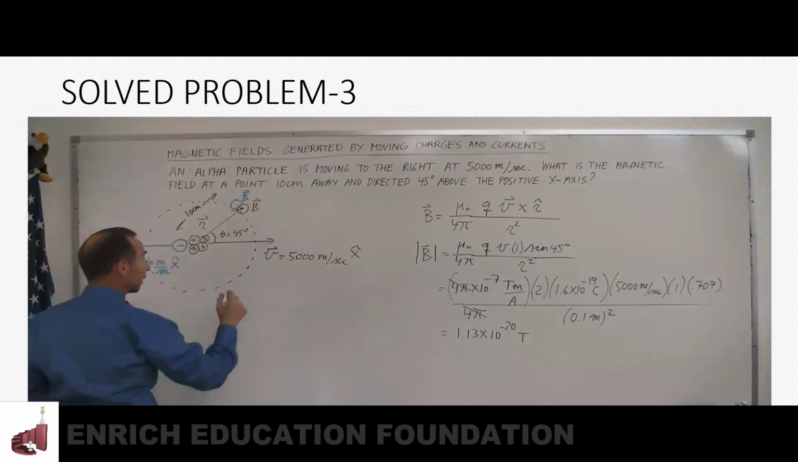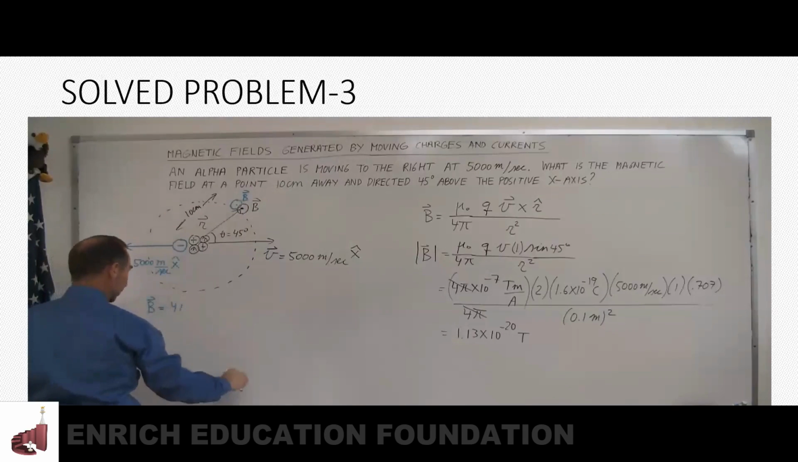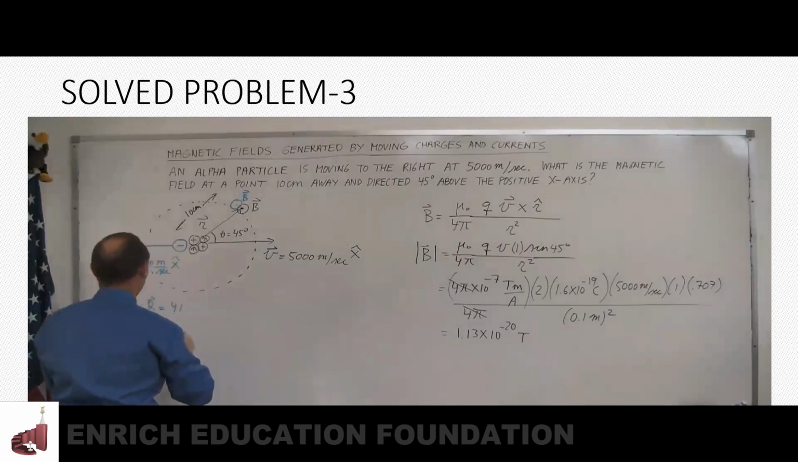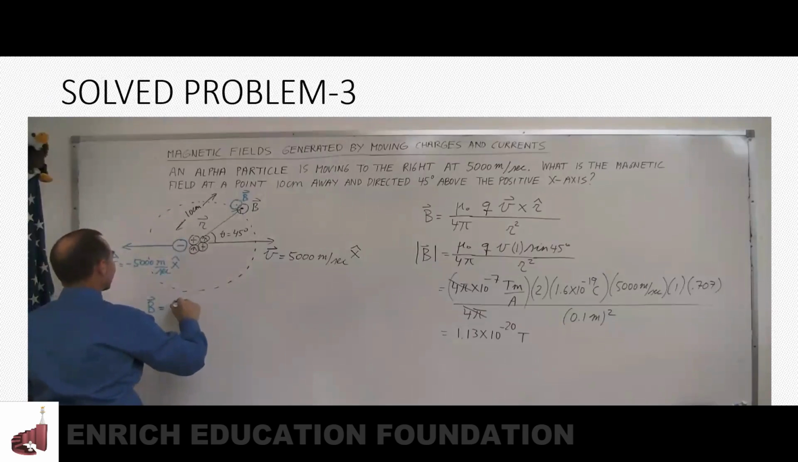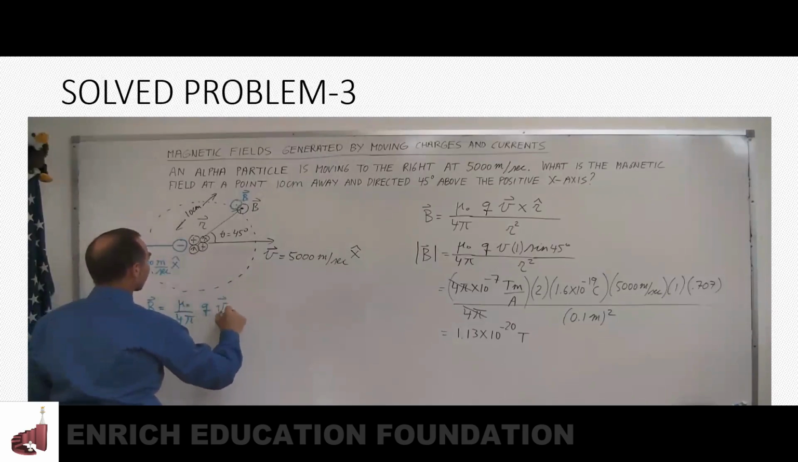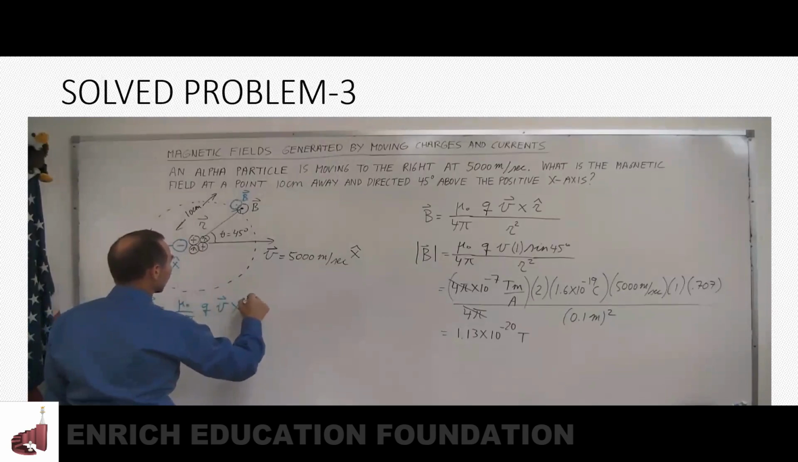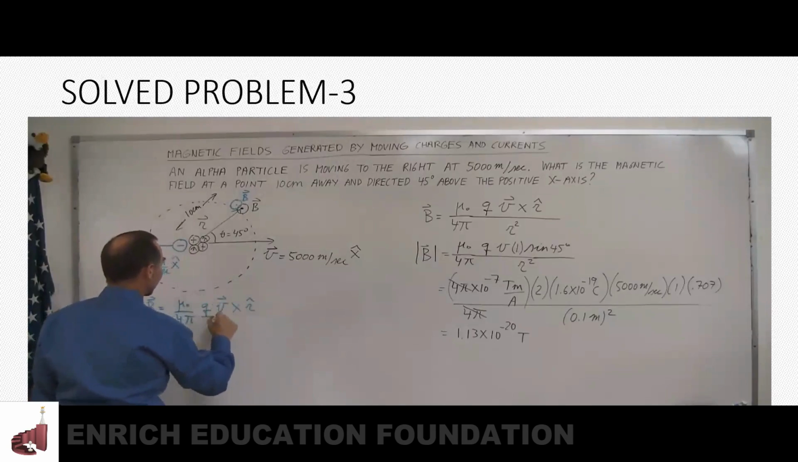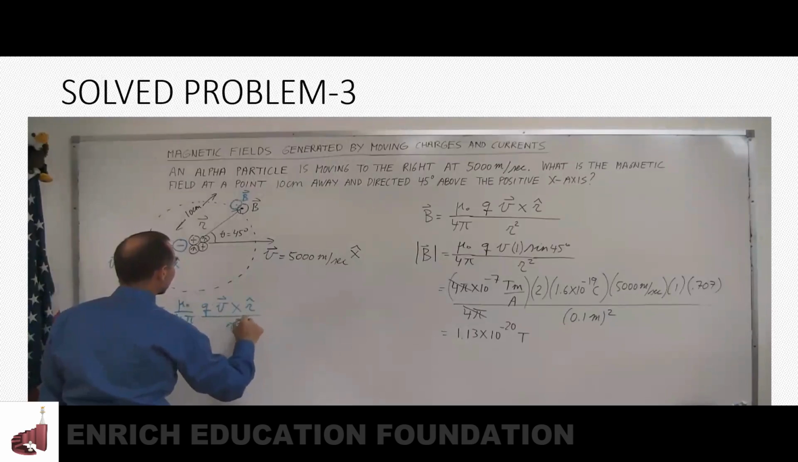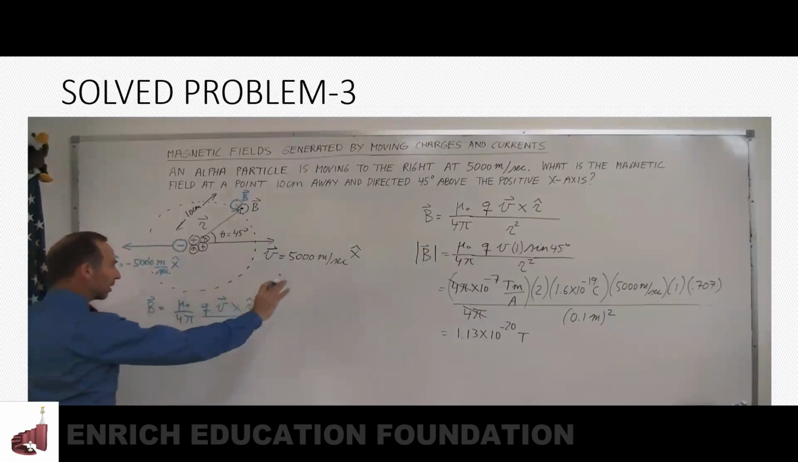Well, it turns out that we use the very same equation. The B field is equal to, oh, not 4 pi, it's mu sub naught divided by 4 pi, times the charge of that particle times the velocity of that particle, crossed with the unit vector pointing in that direction, divided by the magnitude of that unit vector squared. So now you will notice that just about everything is the same as before.